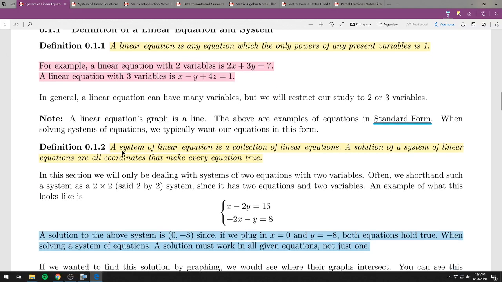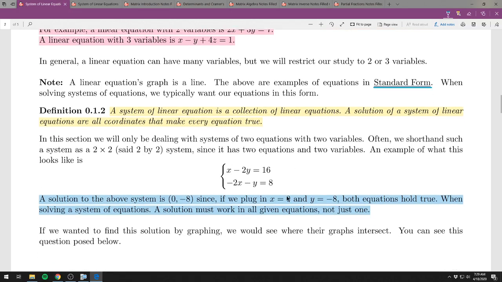Now, the next part is just defining what a system of linear equations is. A system of linear equations is a collection, so more than one, of linear equations. A solution of a system of linear equations is all the coordinates that make every equation true. All right, so example right here, this is a system of linear equations. We have 1x minus 2y equals 16. And another one, negative 2x minus y equals 8.